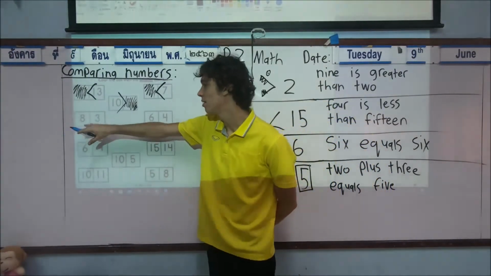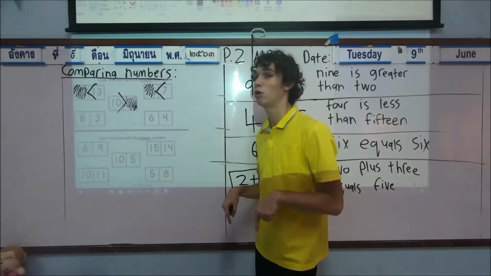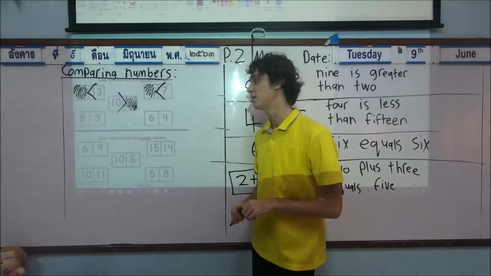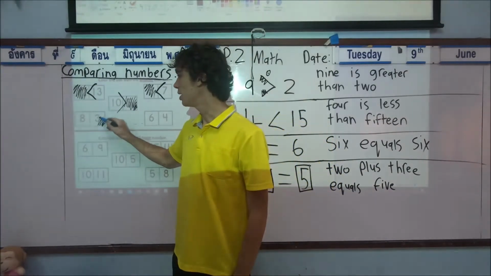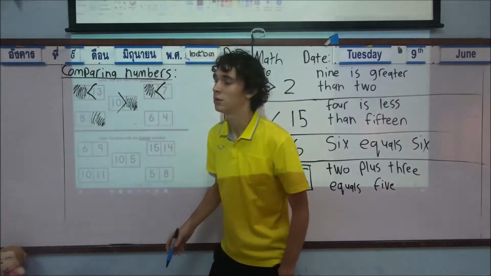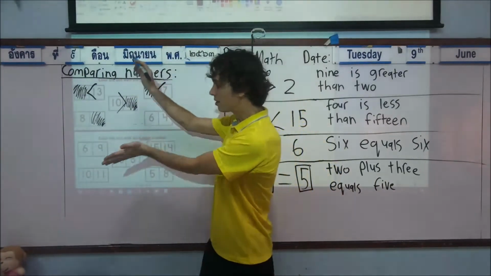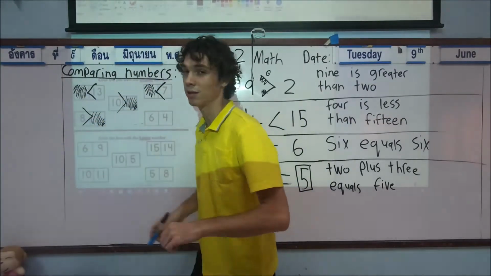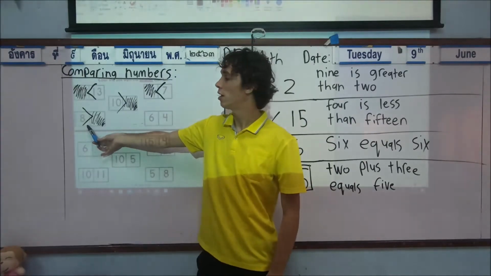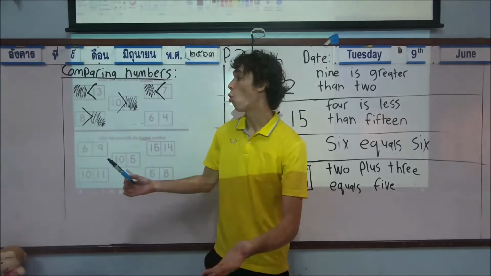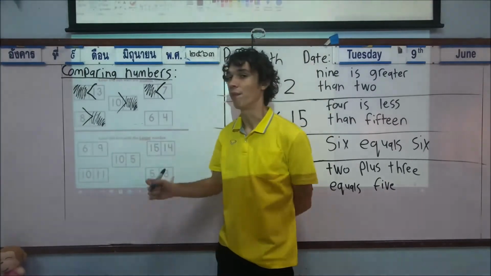Next, 8 and 3. Which one is smaller? Which one is less than? 3 is smaller. 8 is bigger, so we eat the 8. 8 is greater than 3, or 8 is bigger than 3.